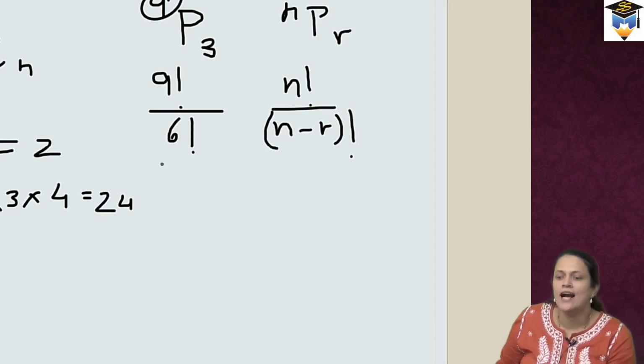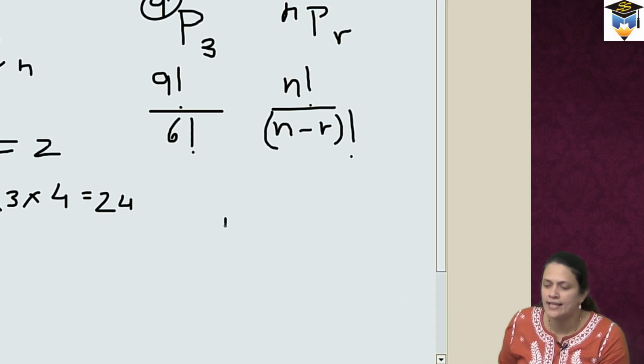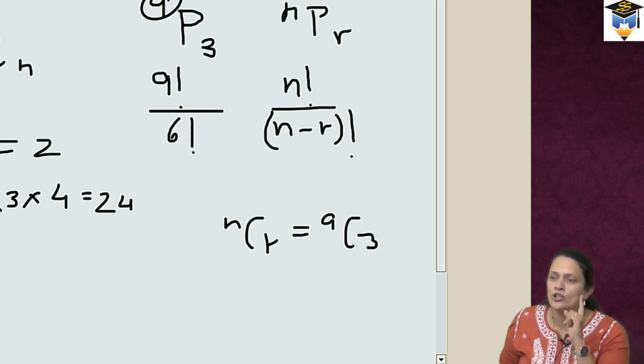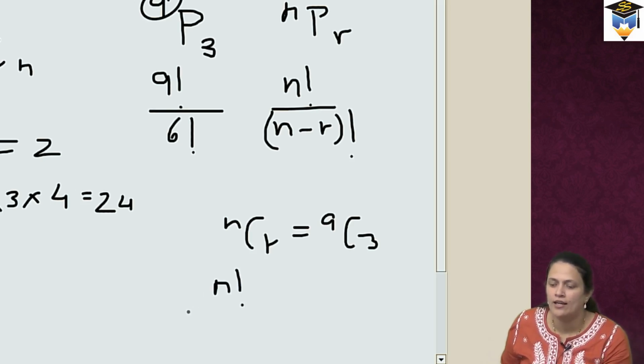In that case, I am going to use combination. So nCr, in our case the value of n is 9 and r is 3. So the formula for combination is n factorial upon r factorial into (n minus r) factorial.